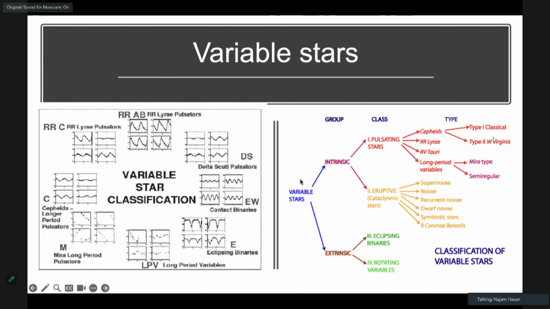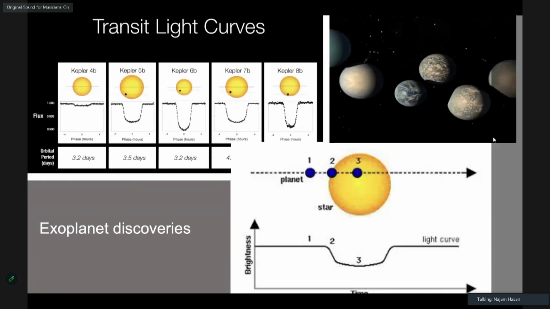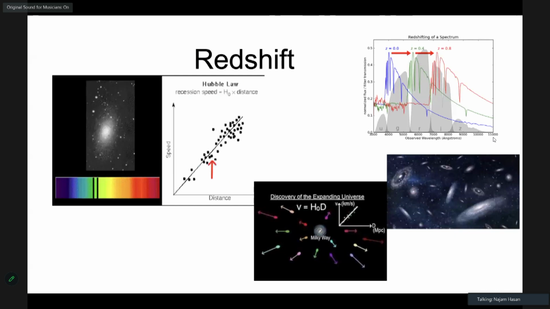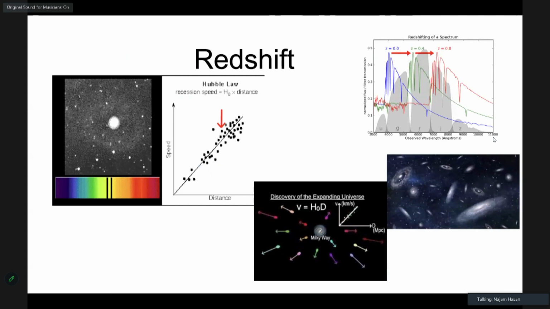Machine learning has also very effectively been used in variable star classification by training them to understand the light curves and classifying them into intrinsic and extrinsic groups, or further classifying into pulsating stars, eruptive, cataclysmic, and eclipsing binaries, and further into types of Cepheids, RR Lyrae, T Tauri, and so on, where from the light curve itself, we can classify these variables. Also, it has been used in exoplanet discoveries by training machines to look at the light curves and get parameters for the exoplanets. And similarly, from spectra, finding out the redshifts very effectively.